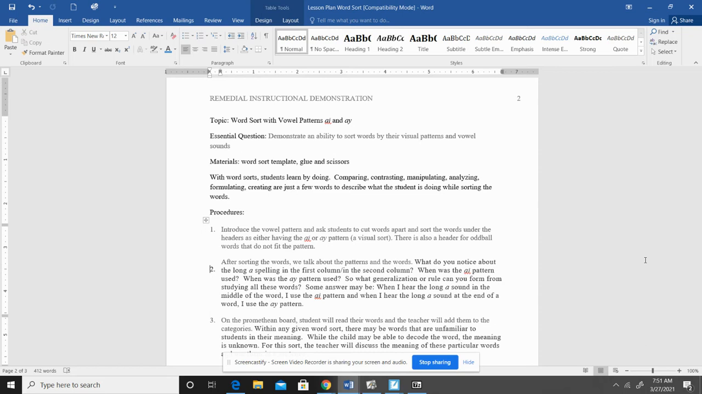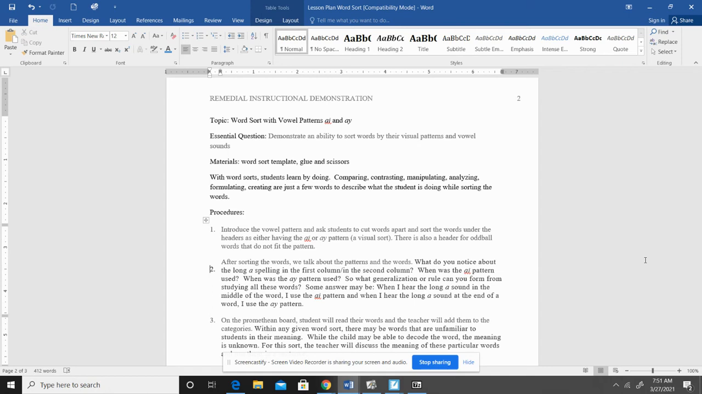Number two, after sorting the words, we talk about the patterns in the words. What do you notice about the long A spelling in the first column or in the second column? When was the AI pattern used? When was the AY pattern used? So what generalization or rules can you form after studying some of these words and the categories that you put them in? Some answers may be the AI sound is in the middle of the word, and the long AY sound I'll find at the end of the word.